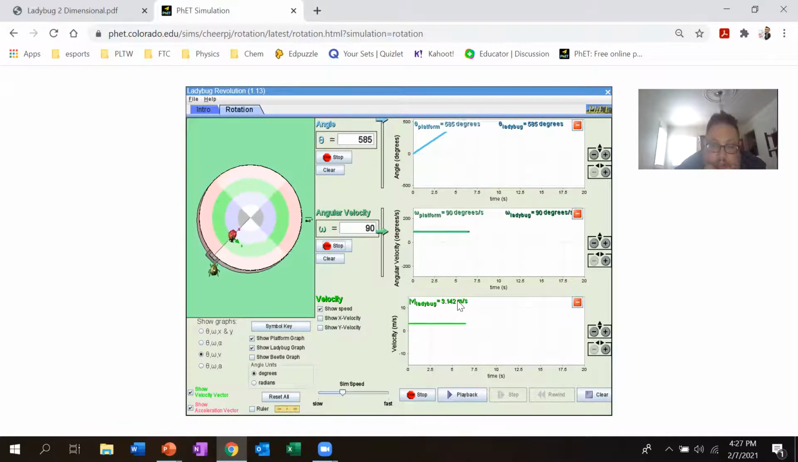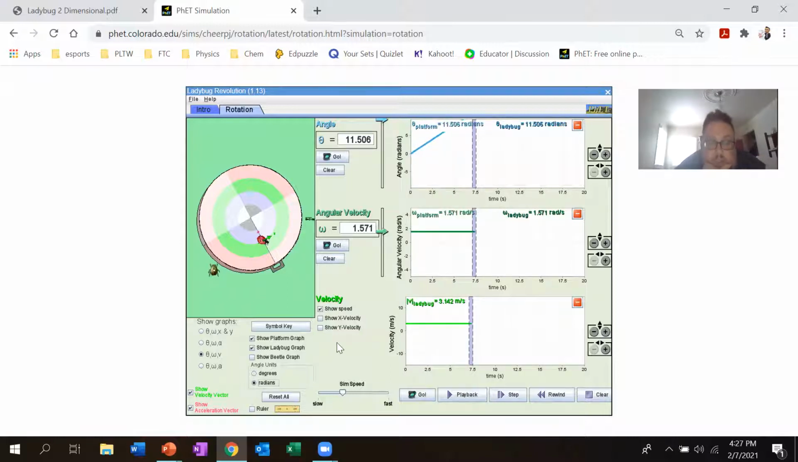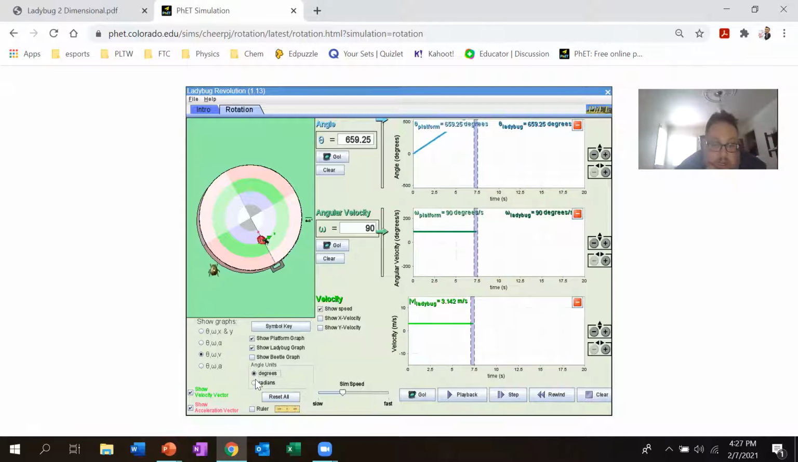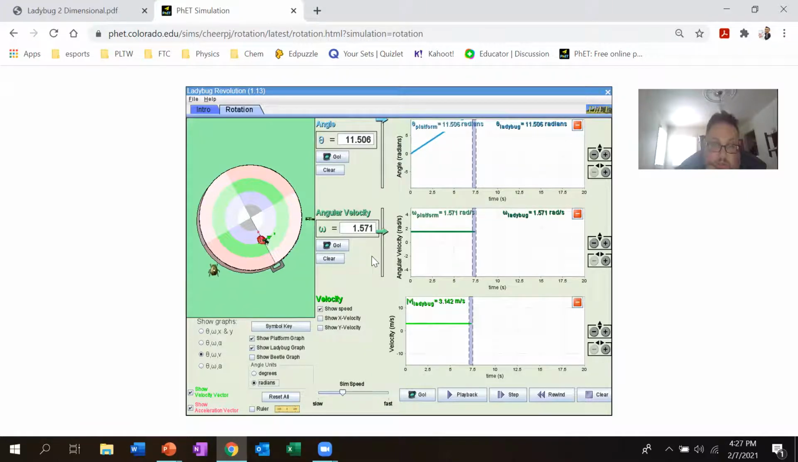So it also gives me a numerical answer here. How we get to that numerical answer can be a little confusing, because what we need to do is go to the radians. Okay, it worked, it switched over to radians. So your 90 degrees is equal to 1.571 radians per second. So your formula would say that you need to measure the radial distance times the angular velocity in radians, and that should give us 3.142.